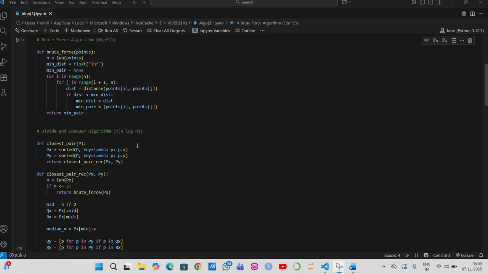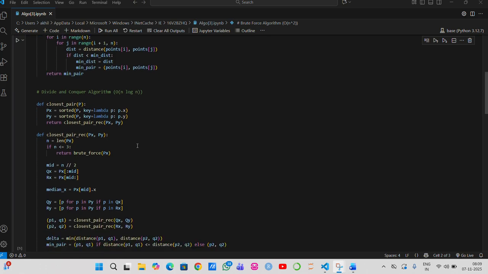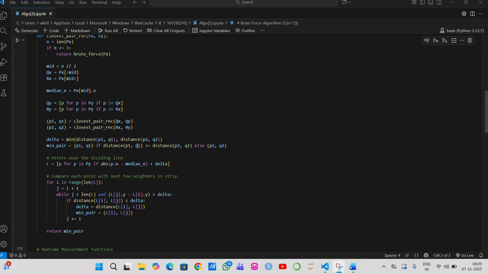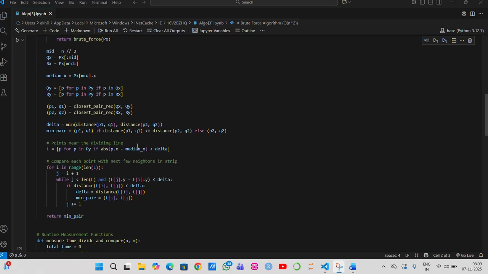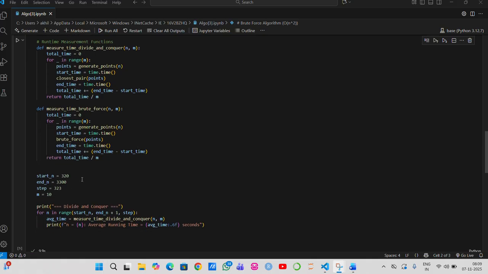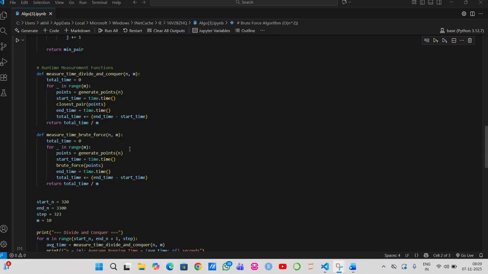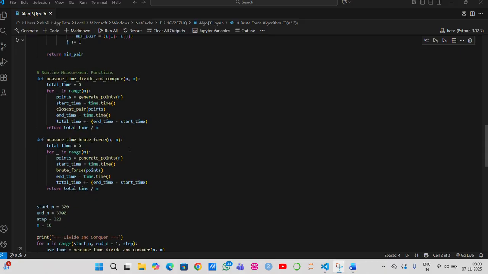I also printed a test example, for which I used n equal to 20, with m equal to 10, to confirm both algorithms return the same pair of closest points.